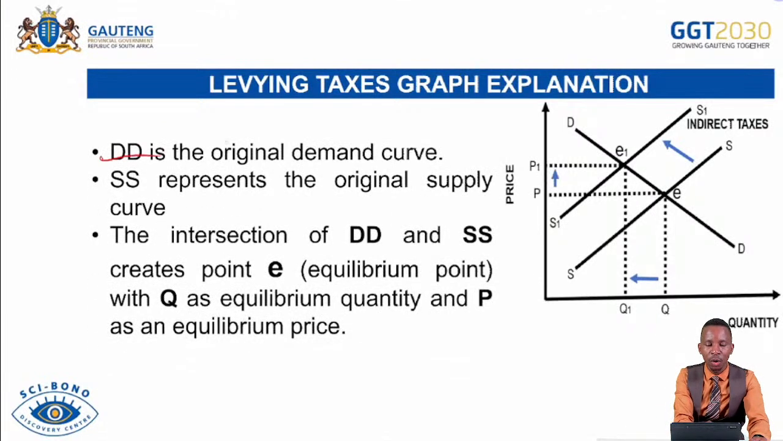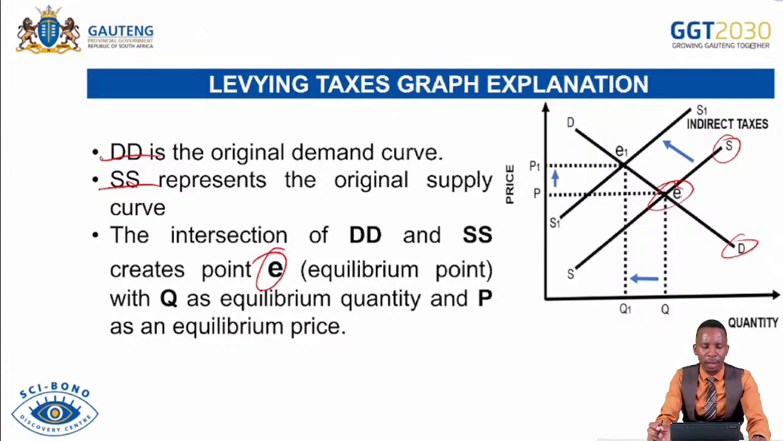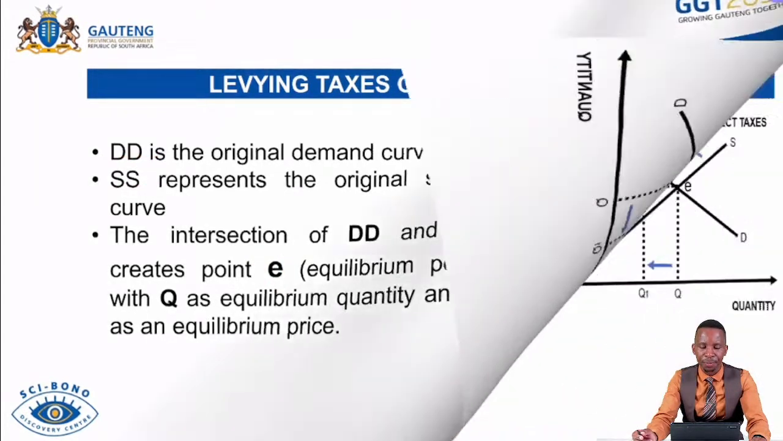Like I said, DD is the original demand and SS is the original supply curve. Here we are talking about these points. And then the intersection of DD and SS creates the equilibrium point, which is E there, with Q being the equilibrium quantity and P the equilibrium price.